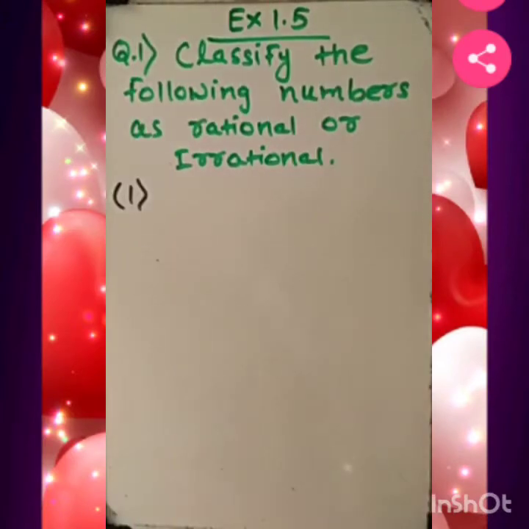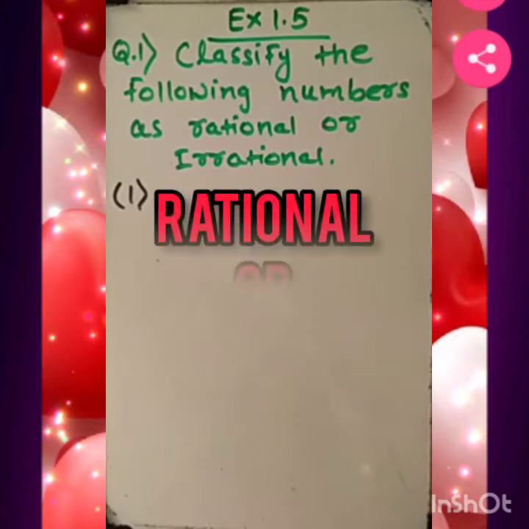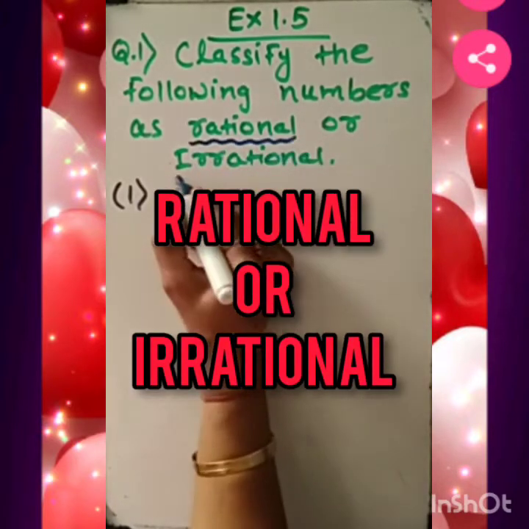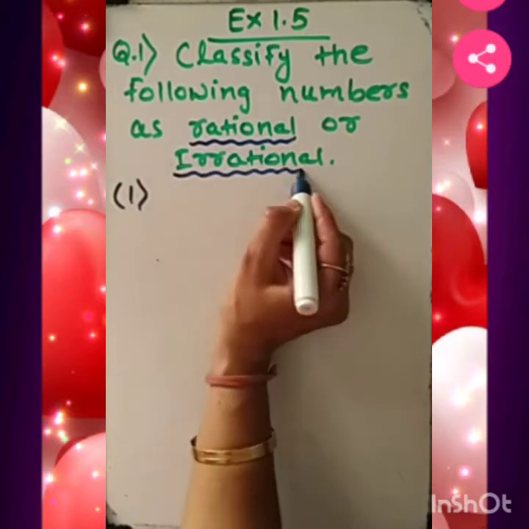My dear students, let's work out exercise 1.5. It's question number 1, right? Classify the following numbers as rational or irrational. We have to work out whether the number is rational or irrational.